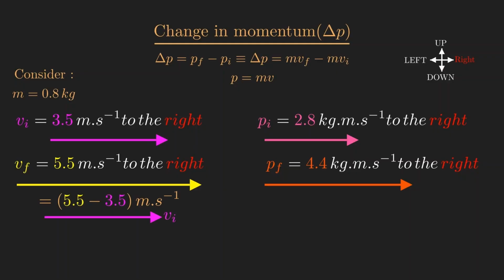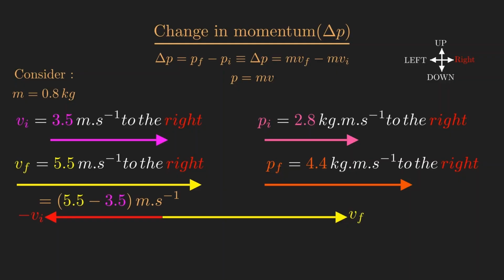We can start with the initial velocity, which is Vi, the one that is 3.5 meters per second to the right. The negative of this velocity is minus Vi. It points to the left, but it has the same magnitude as the initial velocity Vi.